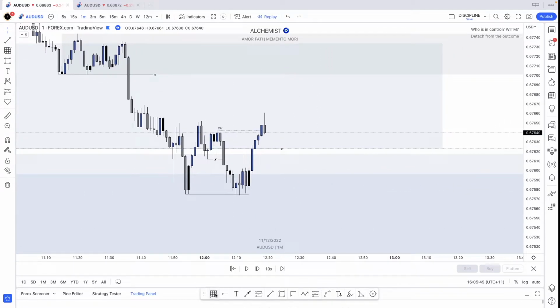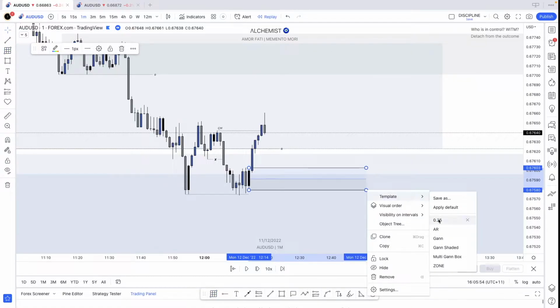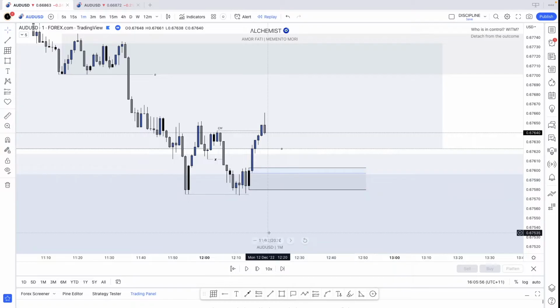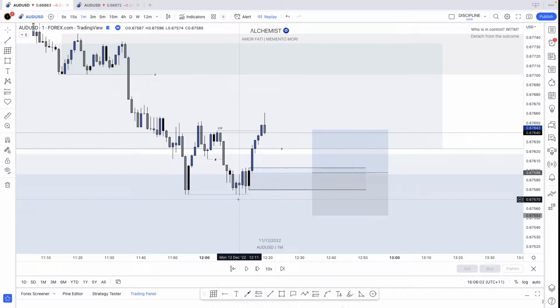So what we can do now at this point is set a limit on 25% of this POI, being the extreme. Okay. And if I'm taking a long from here, I'll want to cover the lowest point, being this one here, by 0.3 of a pip.